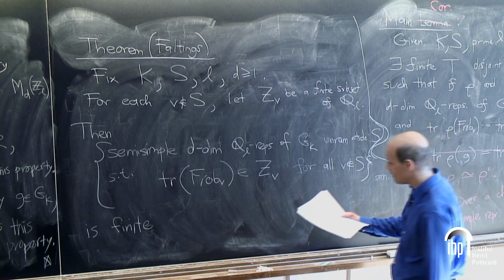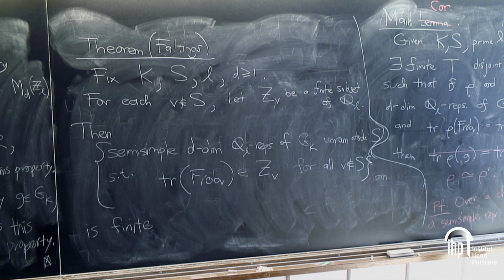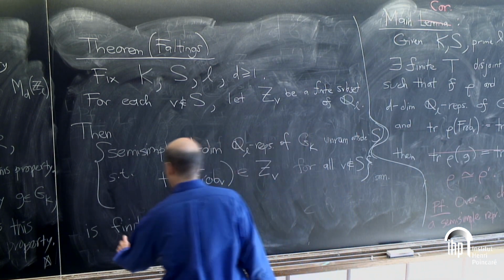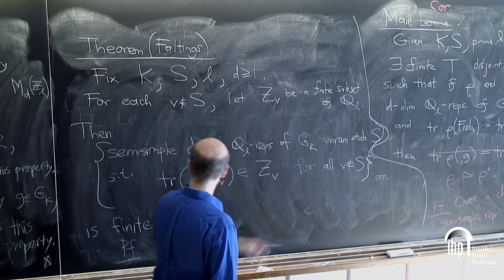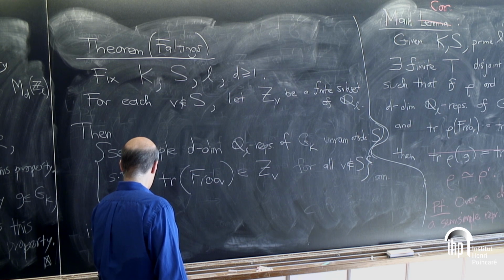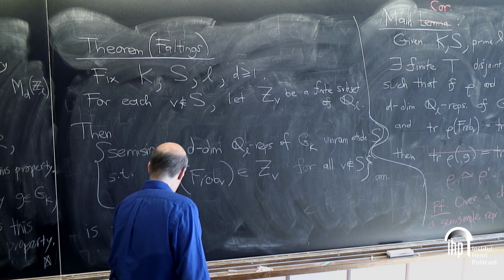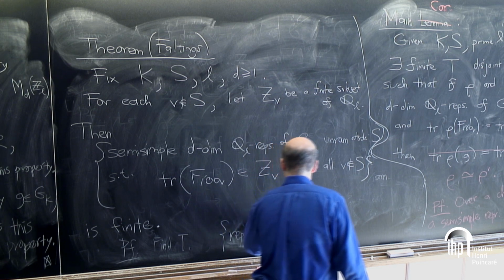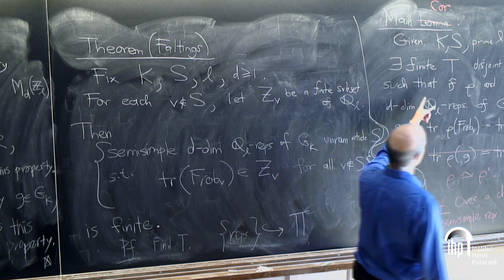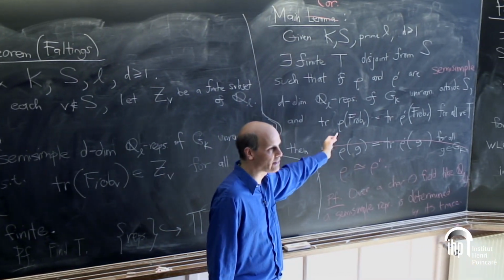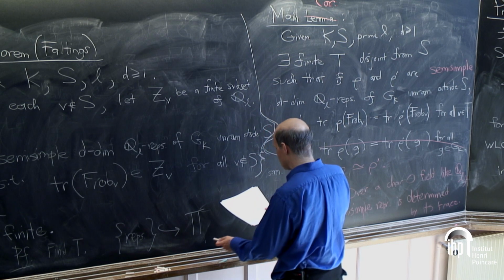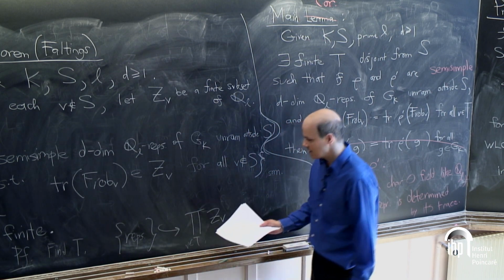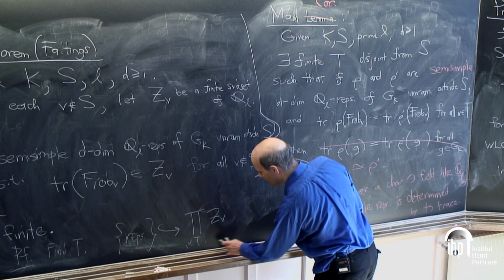The proof of this, well, there's not much to say. You find T, you use the main corollary, and then you have this set of representations that we're talking about. It injects into the product, since the representation is determined by its traces at the elements of T. So you put in here the product over the v's in T, and you get the set of representations injecting into some finite set. So this is finite.